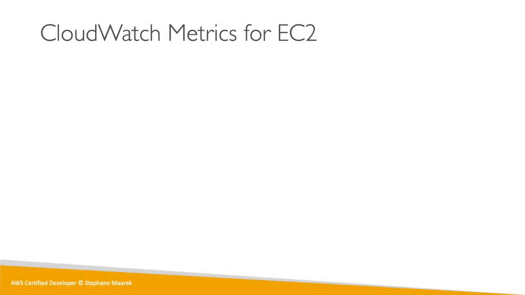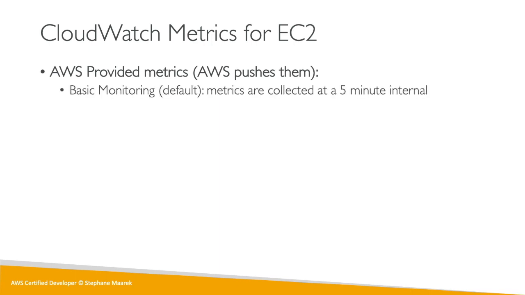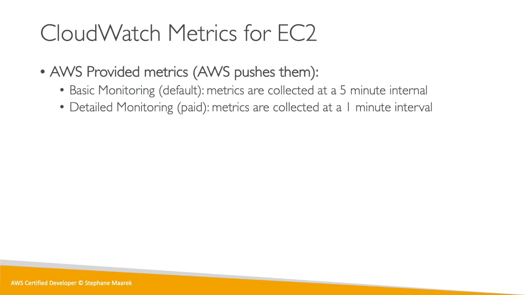Okay, this is super important for the exam to know how CloudWatch is linked to EC2. Super, super important. So let's go ahead and see this. AWS provides some metrics for your EC2 instances, and AWS will push these metrics for you. You have basic monitoring, where the metrics are collected at a 5 minute interval. But you can enable detailed monitoring, in which case these metrics will be collected at a 1 minute interval.